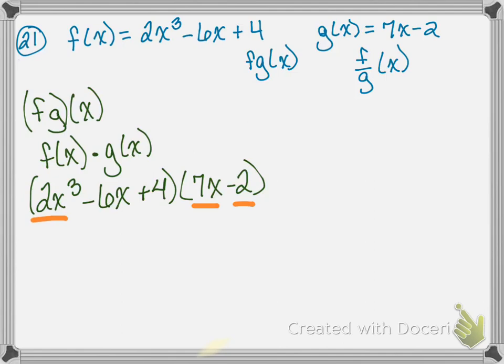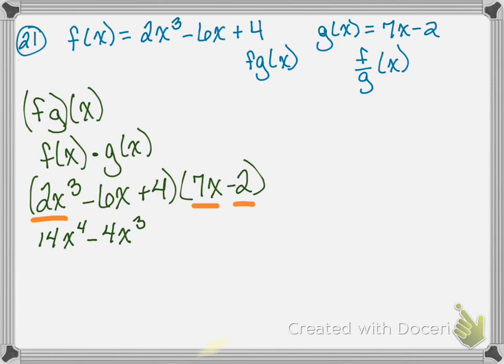So I have 2x to the third times 7x. That is going to give me 14x to the fourth. Then I have 2x to the third times negative 2. So that's going to give me negative 4x to the third.